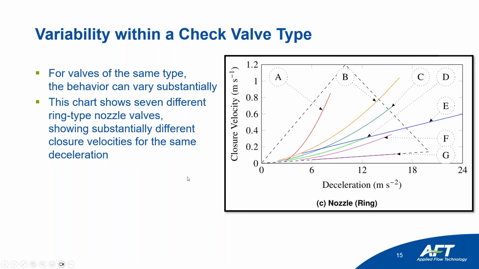There's also a lot of variability maybe within a particular check valve type. So again, this image on the right is for a number of different ring type nozzle valves. And they have obviously pretty dramatically different closure velocities for the same deceleration. This might collapse down closer to a single line if you're using non-dimensional data. But again, this serves to show that different closure velocities will have dramatically different surge. There's no reason not to use this dimensional data if you can.